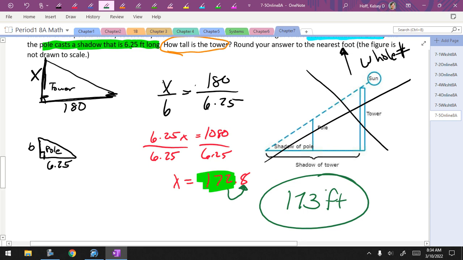Can you do this? Are you going to have to draw some pictures? Don't skip out on that step. That's where mistakes are made.